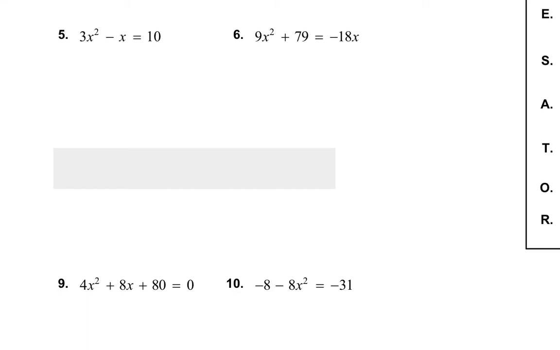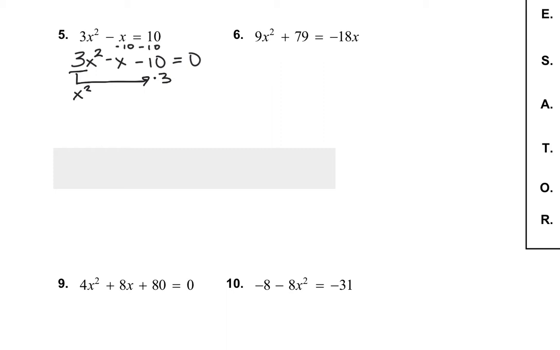For number 5, I'm going to solve this one by factoring. So this method that I'm going to use is called slide and divide. So the first thing you need to do is make sure your equation is equal to 0. So I'm going to subtract 10 from both sides of the equal sign. So it's 3x squared minus x minus 10 equals 0. So with this method, you're going to slide the 3 over and multiply it by 10.